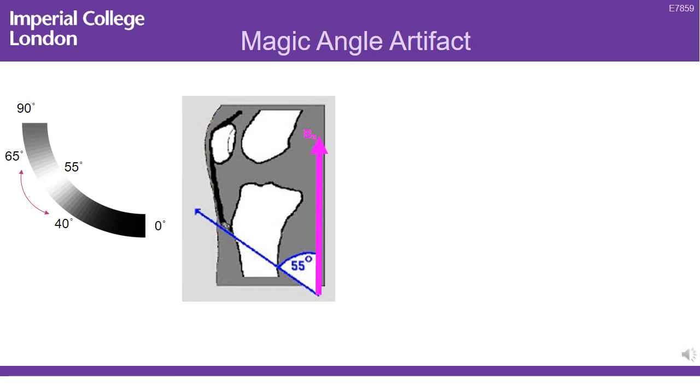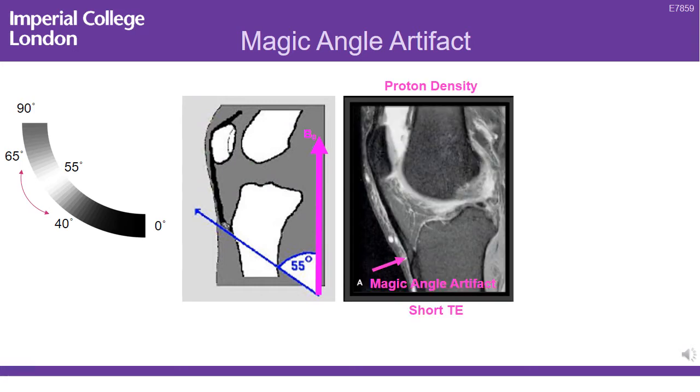It is the most noticeable when structures like tendons curve around corners like in the shoulder, wrist, ankle or knee. This knee example shows the magic angle artifact as an increased signal on the short TE PD image, and that's within the patella tendon around about the level of the tibial tuberosity.